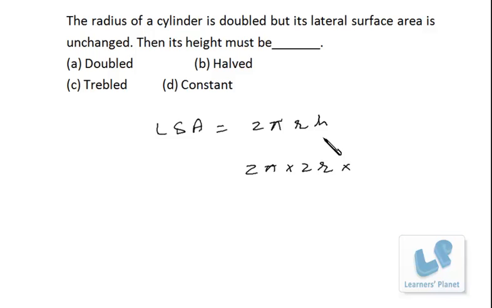So if you don't wish to change the lateral surface area overall, then if radius is doubled, that means height must be halved. Okay, so this effect will be nullified. As you see over here, this 2 is getting cancelled with this 2. So if radius is doubled, height must be halved. So the lateral surface area will not change. Okay, I hope you are getting me.